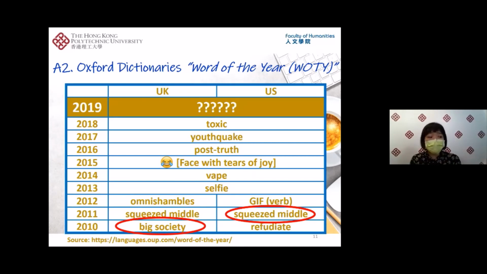For example, in 2011, we had "squeezed middle." And then in 2010, we had "big society." So it doesn't have to be a one-word expression. It can be 2 words or even a phrase. And later on, we'll talk about that.